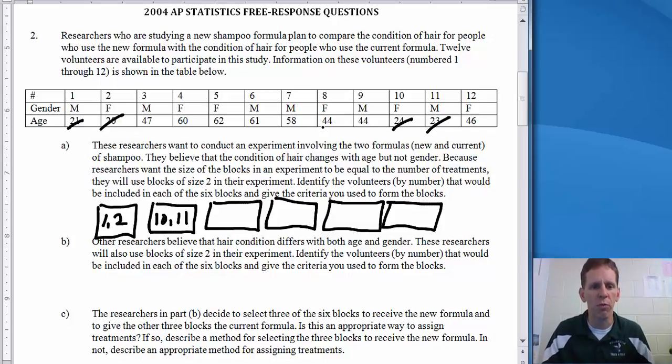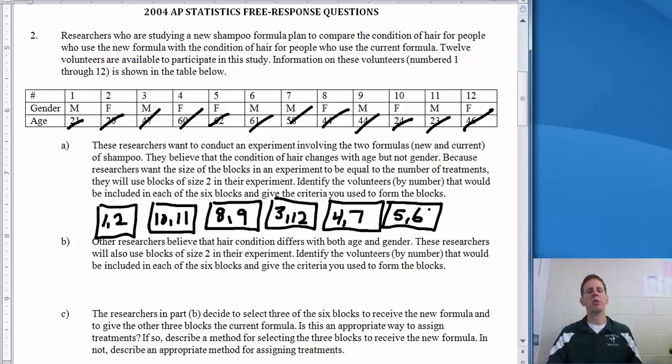The next 2 youngest people are both 44. They should be in a block. People of similar ages should be in the same block. And we'll do that for the 46 and 47-year-old, which are 3 and 12. The 58 and 60-year-old, they're people 4 and 7. And then our old fogies here, the 62 and 61-year-old, numbers 5 and 6.